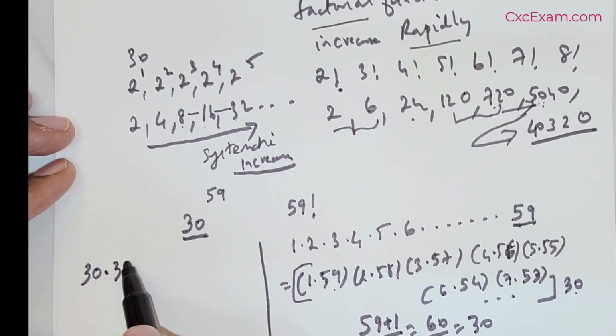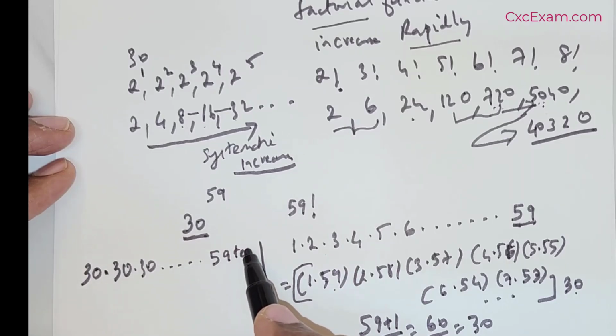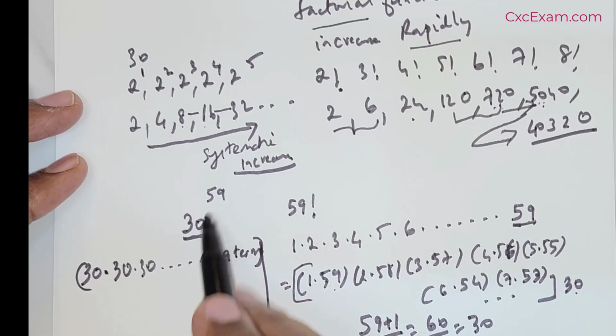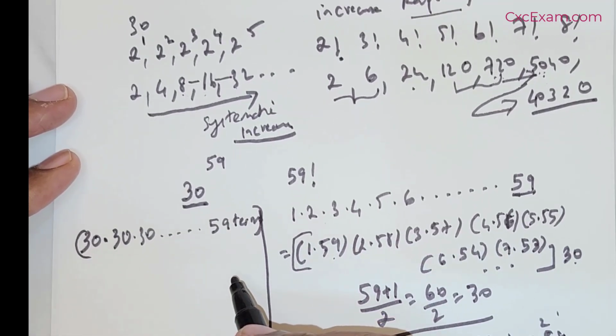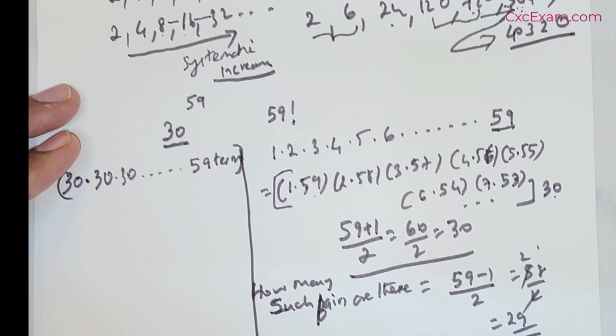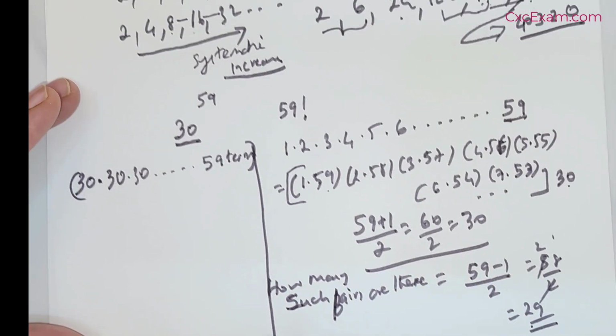30 times 30 times 30. So this goes all the way up to 59 terms, or whatever number they have given. But in this case 59 is given, so I'm just stretching up to 59 terms. Now what I wish to do is split them up into the first 29 terms and then the next 29 terms.